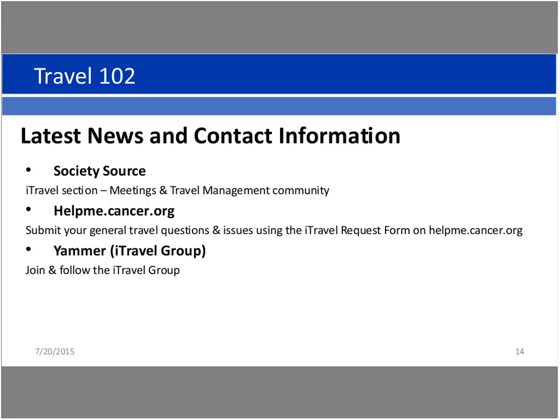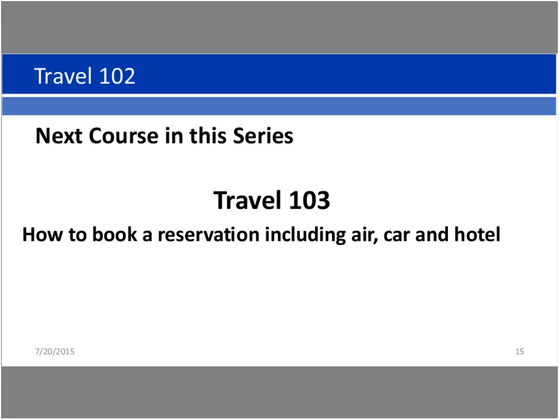And, of course, the iTravel section on Society Source is where you're going to find all things travel. We've got information on cars, hotels, just about anything that you may need to know, in addition to how to contact us. All right, now we have another course that will follow after this, and it's going to be just a very simple how to book a reservation that includes air, car, and hotel.